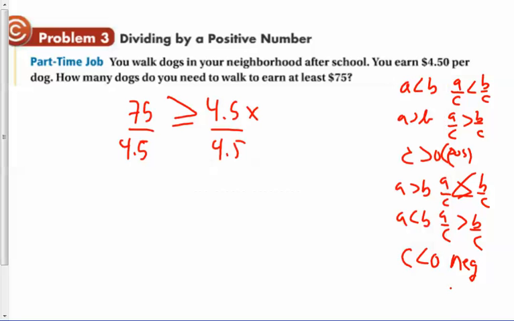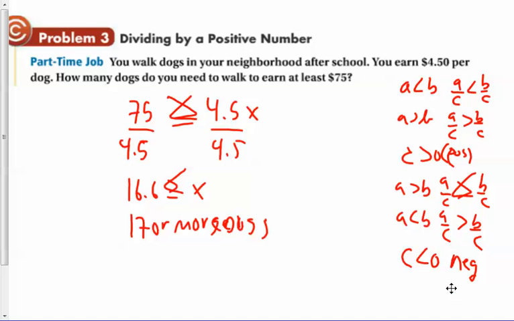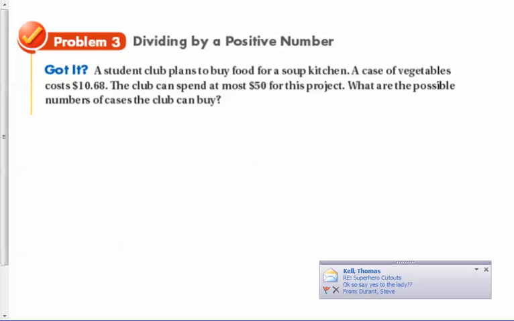Now, my answer is 16.6 is greater than or equal to x. Hold on a second, no, no, no. I have to change that. It's supposed to be this way. Less than, because it has to be bigger than, because you have to do at least. So I have to do at least 16.6 dogs. So I have to walk 17 or more dogs. I'm having a bad day spelling. Or more dogs. I said it, you don't need to write it.